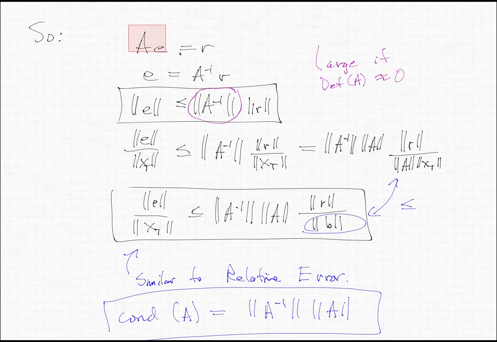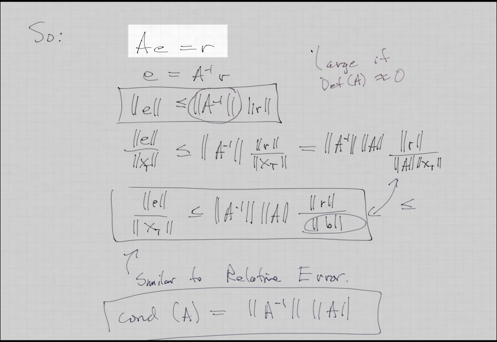Let me use these norms in order to derive some formulas that relate e and r in terms of the norms of A, and b for that matter. So we know that in principle, A times e equals r. That's exact in principle. So if we multiply by A inverse on both sides, we can say the error is exactly equal to A inverse times r.